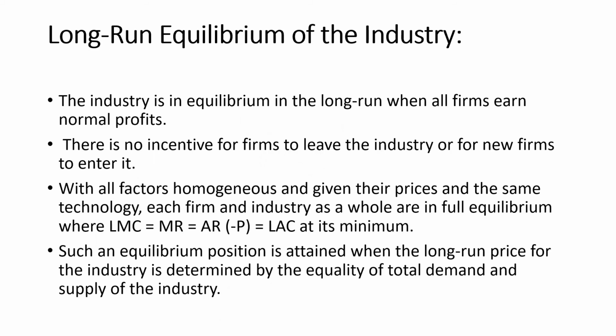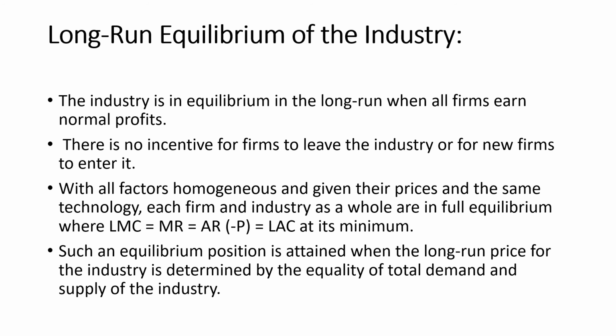Now coming to the long run equilibrium of the industry, we have already discussed in the previous video that industry means a collection of firms. Here the industry would come to equilibrium in the long run when all the firms earn normal profit. When all the firms in the industry earn normal profit, that means that equilibrium exists in the case of the industry as well. So here there is no incentive for the firms to leave the industry, or new firms won't enter the market. That means that they are not earning supernormal profits. So no new firms would enter the market, and since they are not incurring any kind of losses, no firms would leave the industry, or leave the market.